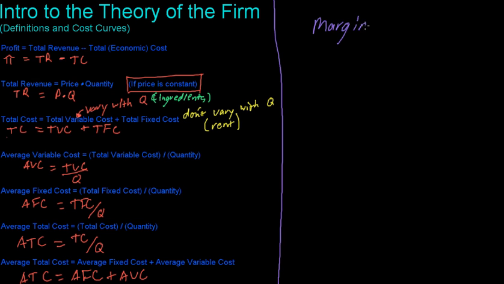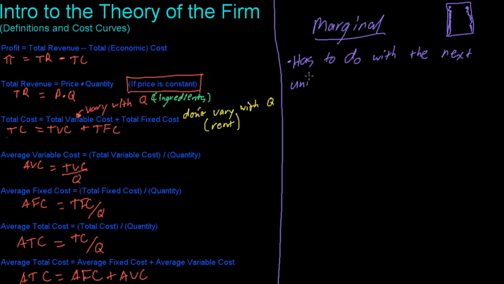And the concept of marginal is really important in microeconomics and all of economics for that matter. Think about the margin of a page. It's what's on the very edge. So if we're talking about the margin of the page, we're talking about this part right over here. And so what marginal means in economics is it has to do with the next unit of production.